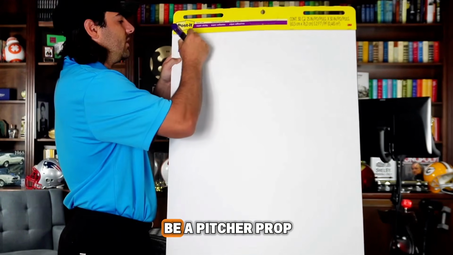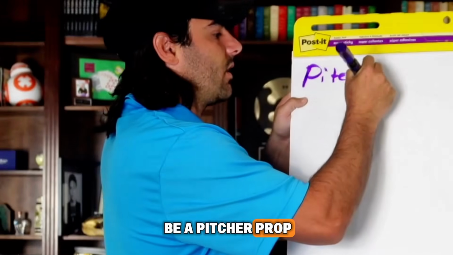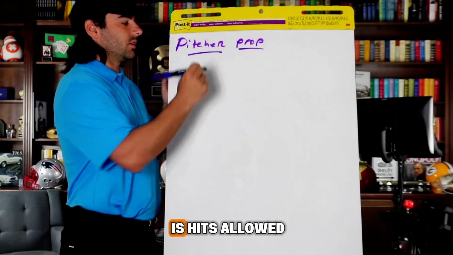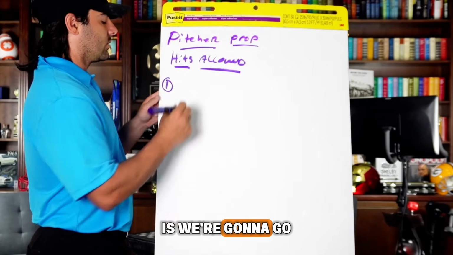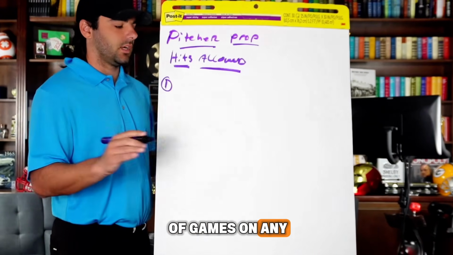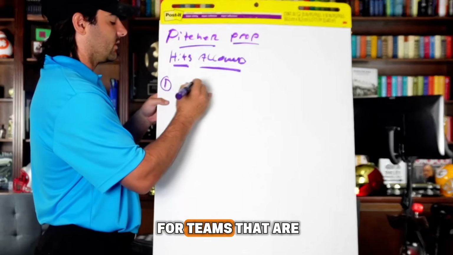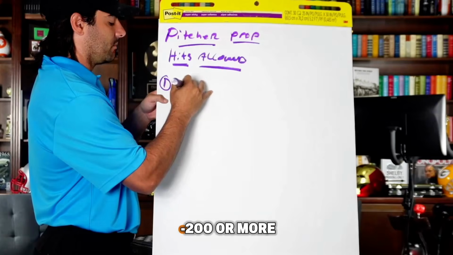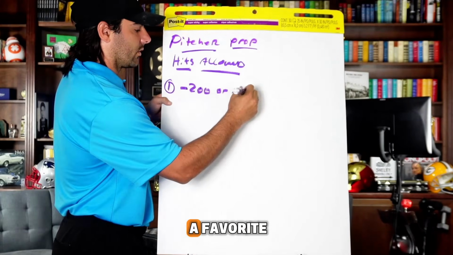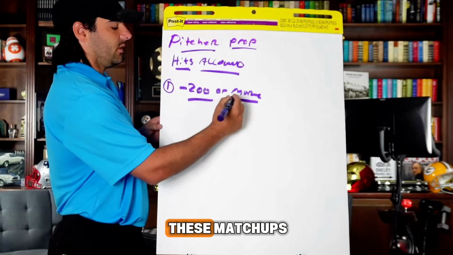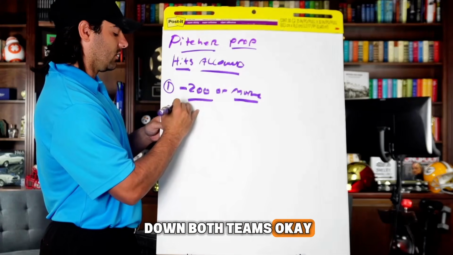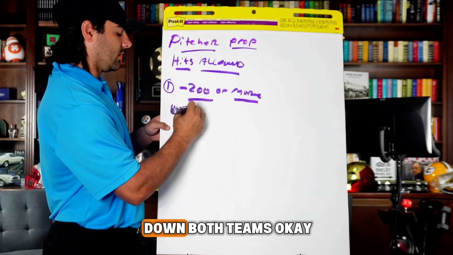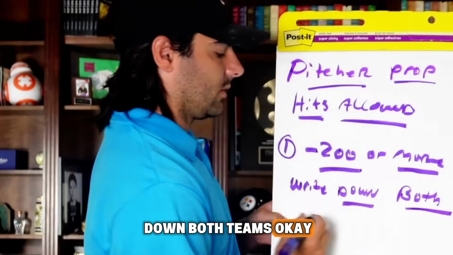So it's going to be a pitcher prop. And what we're going to be looking at here is hits allowed. So the first step is we're going to go through a slate of games on any given day, and we're going to look for teams that are minus 200 or more a favorite. Now, once we find these matchups, we're going to write down both teams, okay?